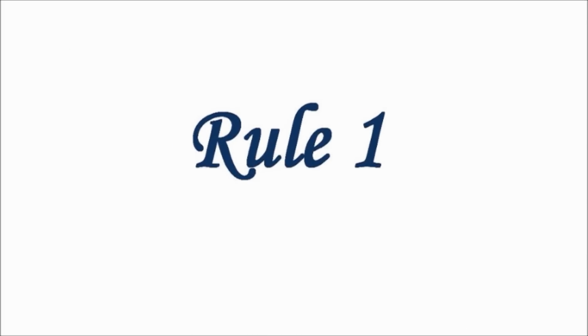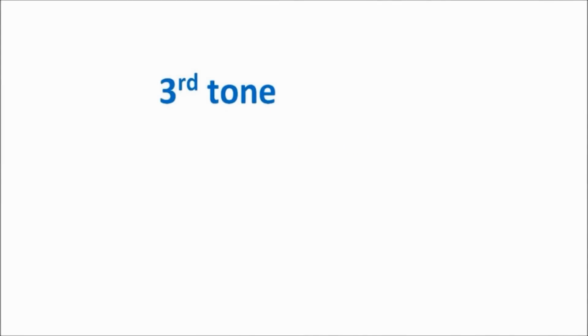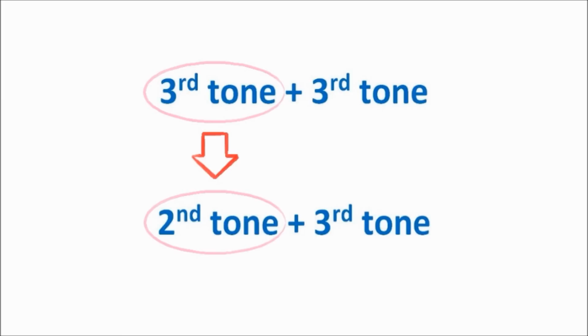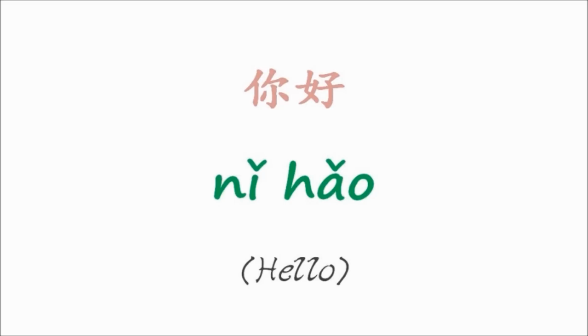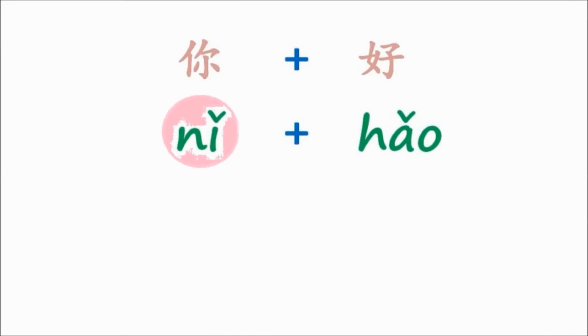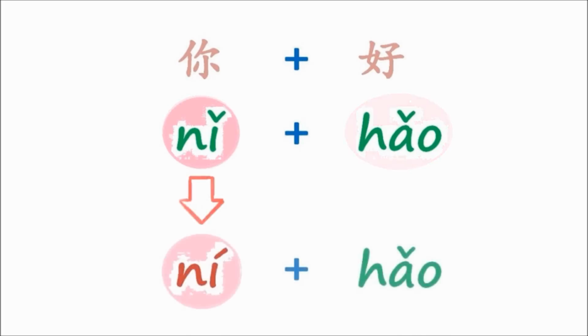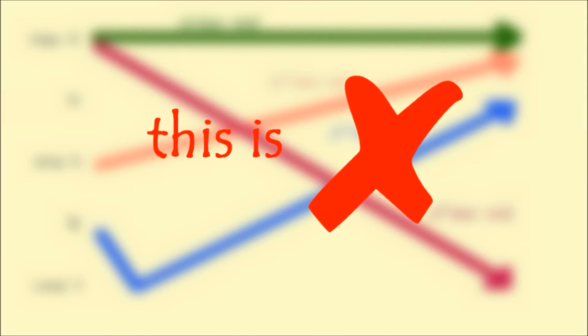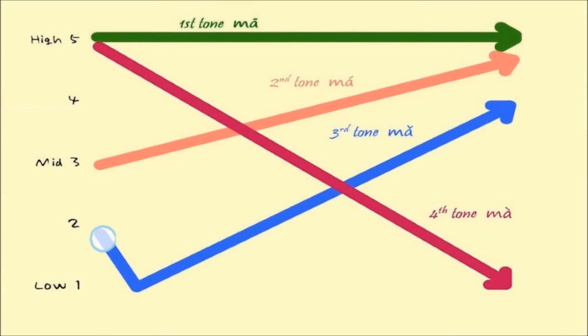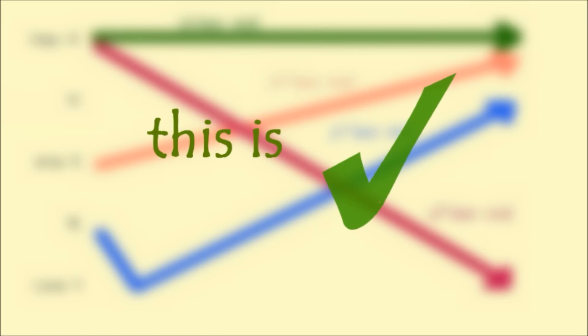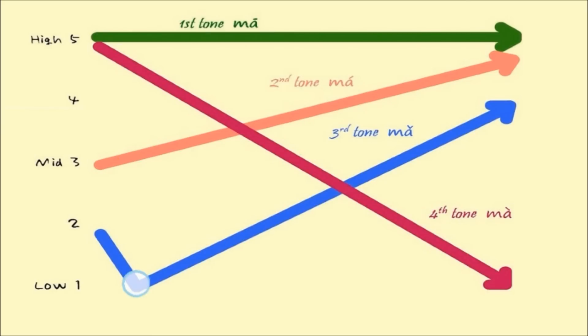Rule number 1. When a third tone is followed by another third tone, the first one becomes a second tone. For example, 你好. The first sound, 你, is a third tone, and the second one, 好, is also a third tone. And so, 你 becomes a second tone. That means when we say this phrase, we don't say 你好. Instead, we say 你好, 你好.